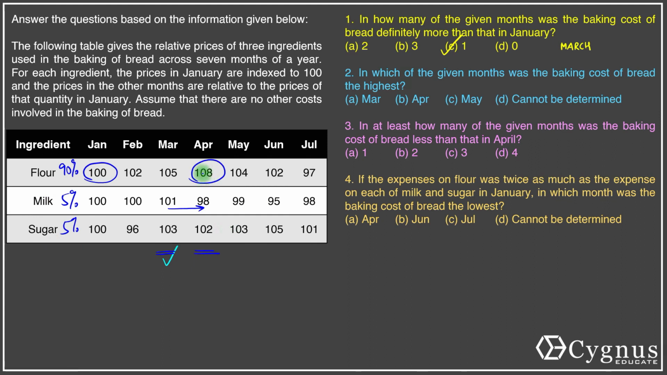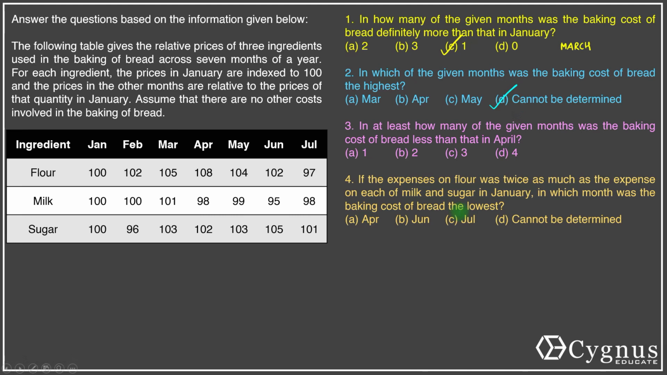And therefore, because I don't know what is the distribution of cost among the ingredients, I cannot really answer the question. Because if flour is a very expensive ingredient or constitutes the maximum proportion of the cost of bread, April would be the month. Whereas if sugar is the highest constituent, then probably June would be the correct answer. Because we do not have additional data, we must say that the correct answer to this question must be cannot be determined.